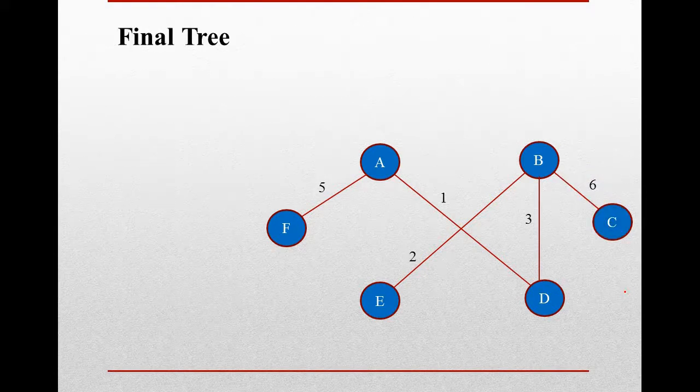We don't have anything left to visit. That's it, because in the definition of our algorithm we said that we can conclude the algorithm if all the vertices are visited. We have visited all the vertices, so we can conclude the algorithm. The final step is to generate the cost of the minimum spanning tree. It is 1 plus 2 plus 3 plus 5 plus 6, which is equal to 17.